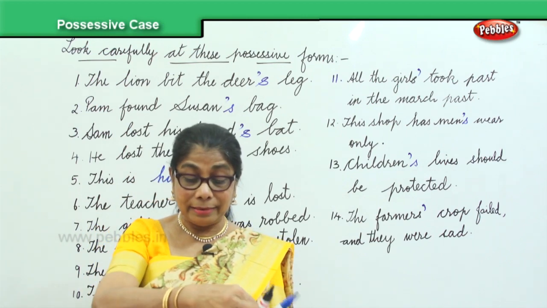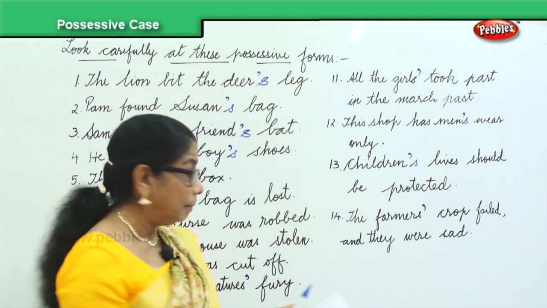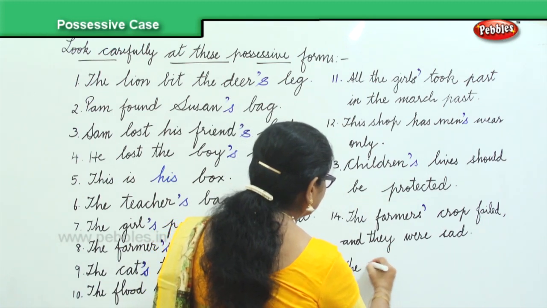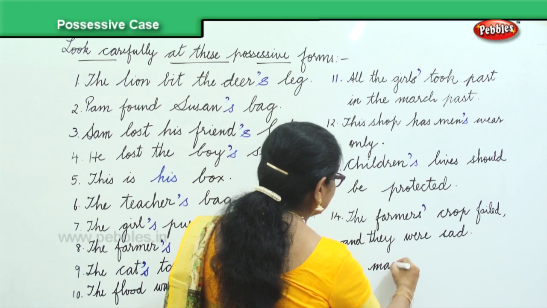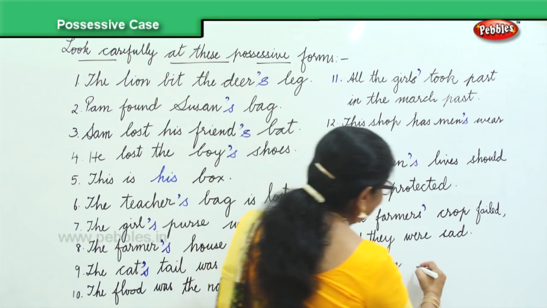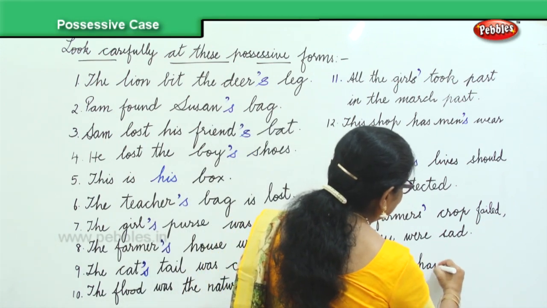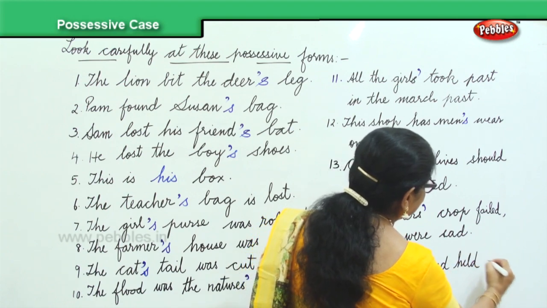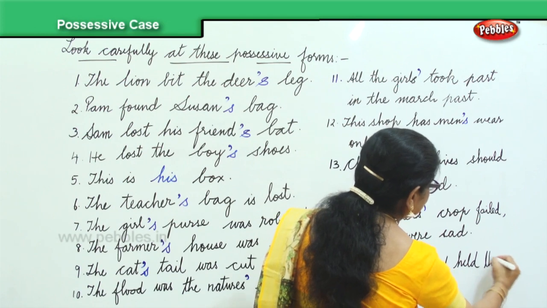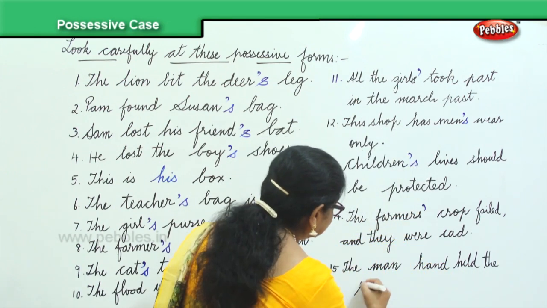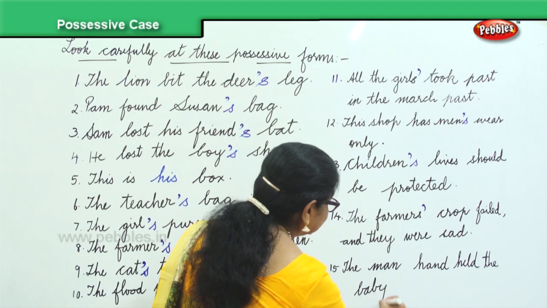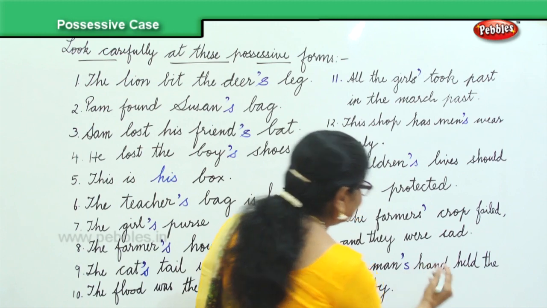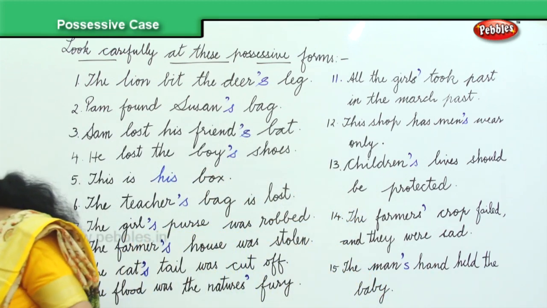And finally, the man's hand held the baby. The man's hand, the man's hand held the baby. Held the baby. Man's hand, apostrophe S. Now that's come to the end of the possessive form.